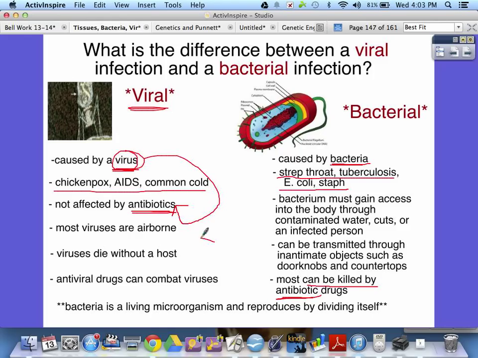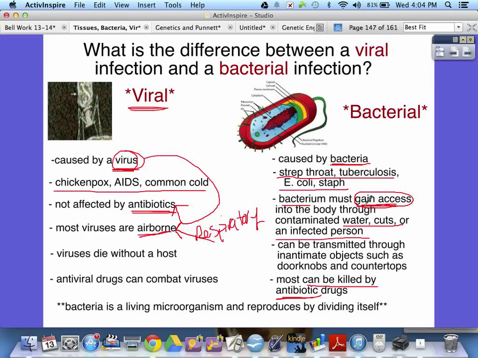This is the transmission right here. Viruses are airborne, meaning we breathe them in. So most viruses affect our respiratory tissue. Bacteria, on the other hand, have to gain access, which means they have to go through our body, through water, cuts, infections, things like that. But they actually have to gain access.